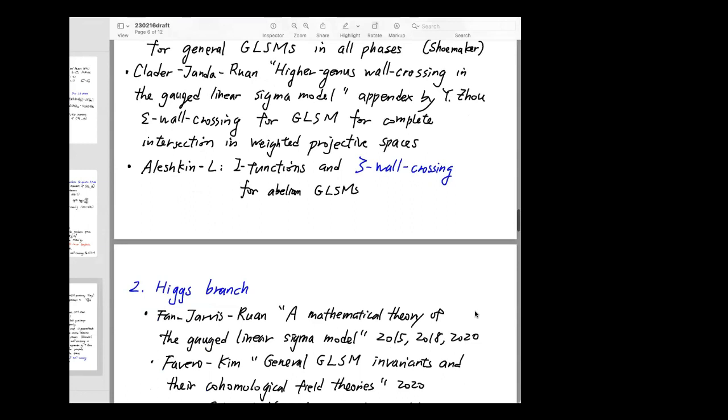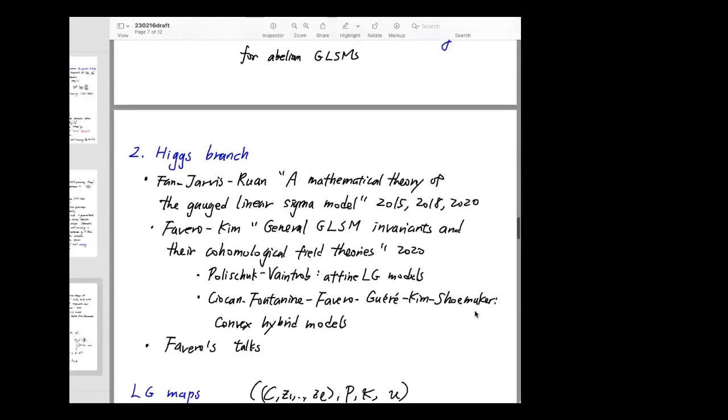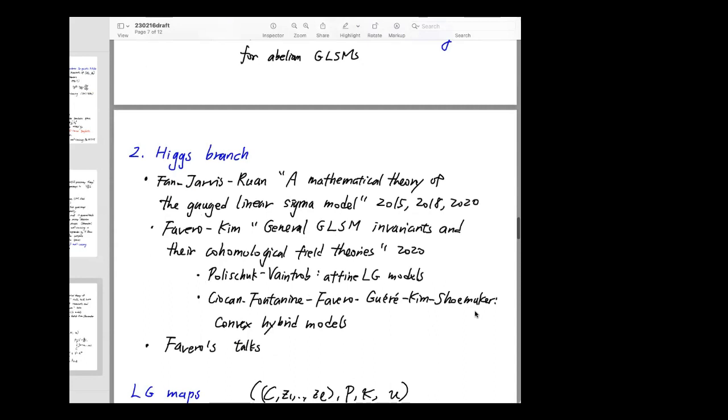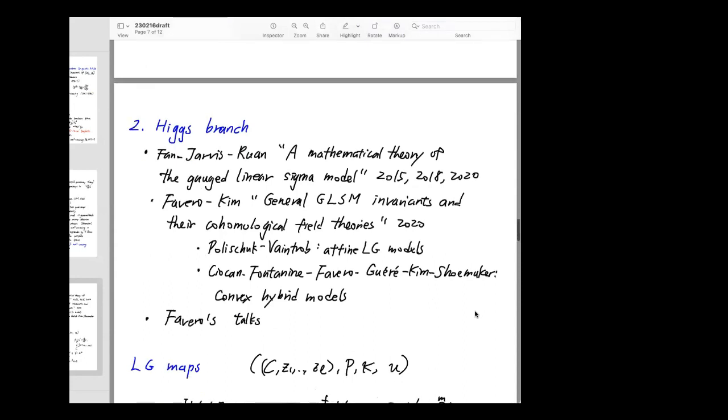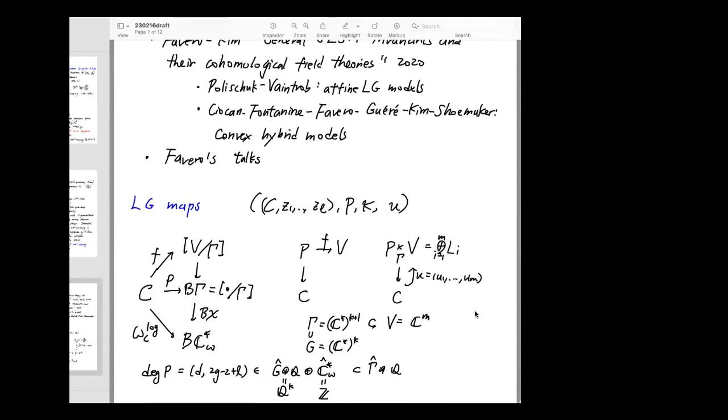So for the Higgs branch, these are the references, and David also gave two talks on this, so I don't have to go through the general theory. The only thing I want to mention is that we are in the abelian case, so there's a lot of simplification.